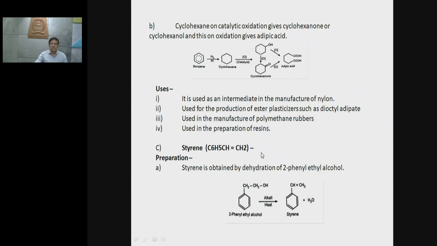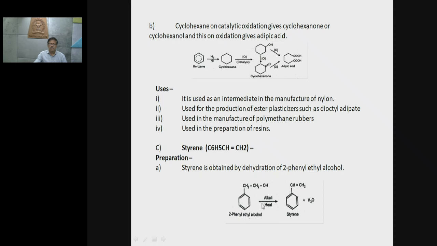C6H5CH=CH2COOH. Preparation: styrene is obtained by dehydration of 2-phenyl ethyl alcohol. So this is the starting material. This is the phenyl ring, which is attached with CH2CH2OH. So this is 2-phenyl ethyl alcohol.